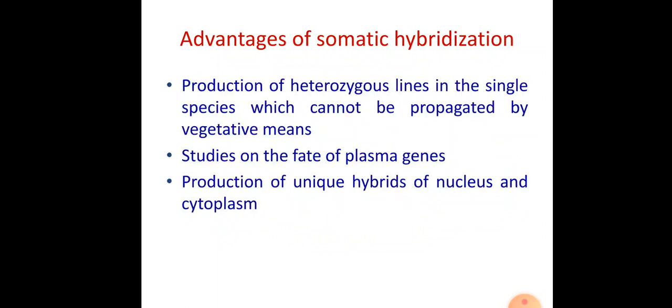Then production of heterozygous lines in single species which cannot be propagated by vegetative means. So some plants cannot be produced vegetatively; for those plants we can go for somatic hybridization. Then the study of the fate of plasma genes. We study what the mechanisms are, how we can modify them, and then we can do that. And the production of unique hybrids of nucleus and also cytoplasm.